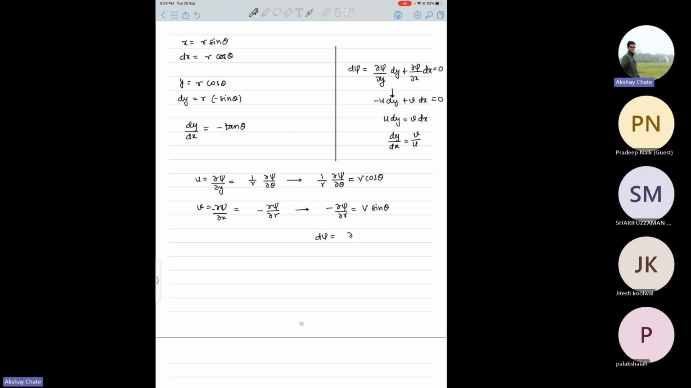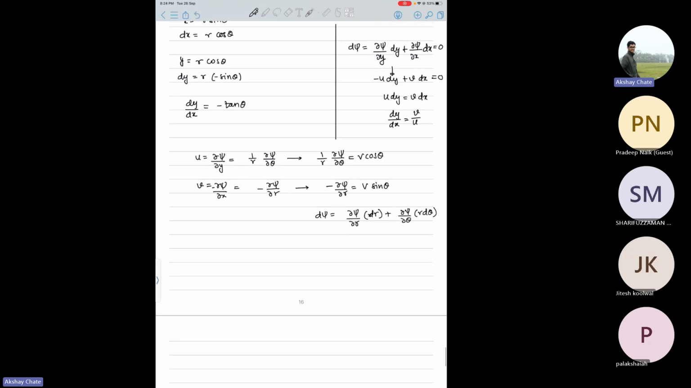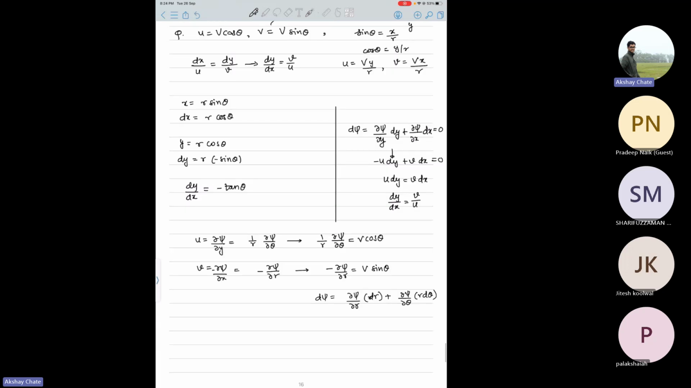d psi is nothing but del psi by del r into dr, plus del psi by del theta into r d theta. Okay. See, most likely it should be tan theta only, but I'll think about it. Maybe if it is something else, I'll let you know next time.